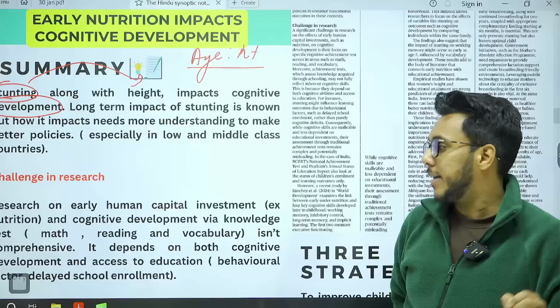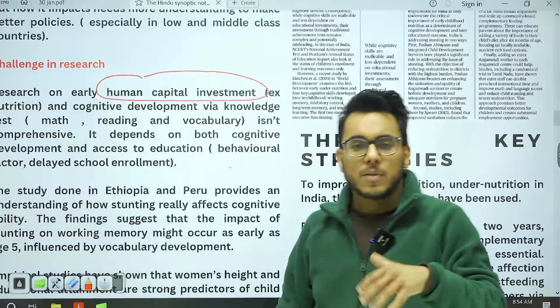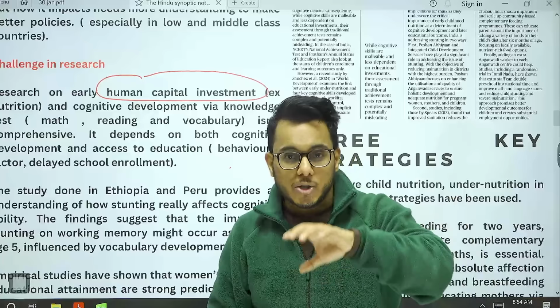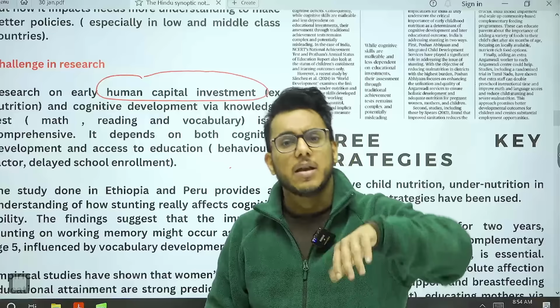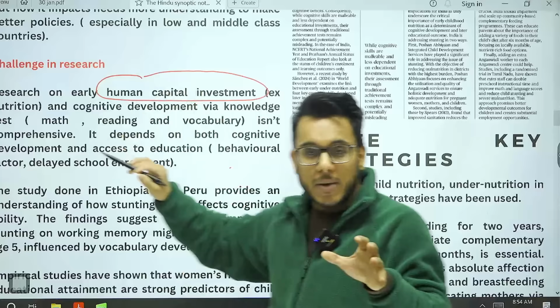Now, it has been provided that we talk about research on early human capital investment. First of all, what is human capital investment? Human capital investment is spending money on health, education, and skilling. If you skill a person and spend on that person's health and education, in the long run that person will be able to contribute positively to the economy, and human capital development will happen. So for human capital development, early human capital investments are to be made, and that investment is in the form of nutrition, education, etc.